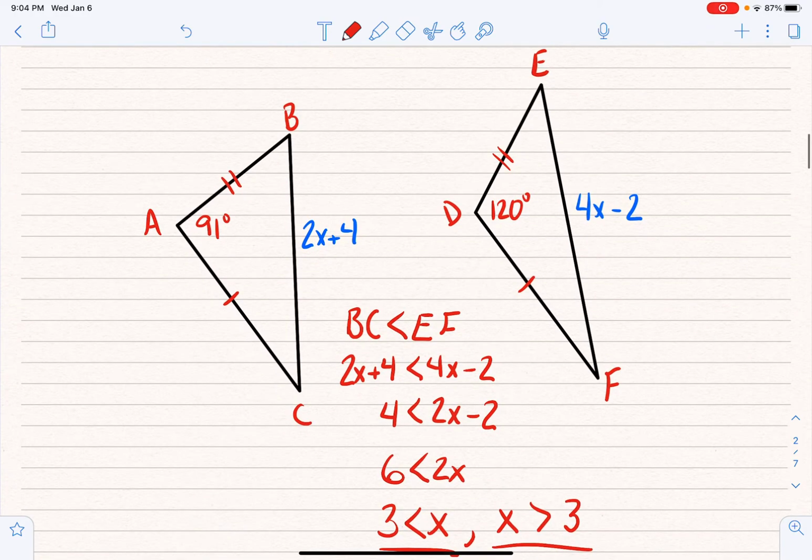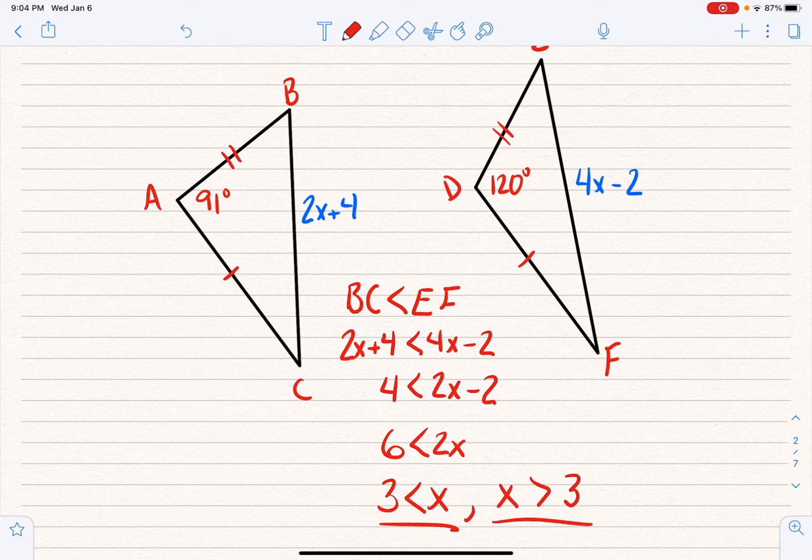So when you look at this situation, we don't know the exact value of x, but we know that x has to be bigger than 3 for this situation to be true. Now, that was a lot of algebra really fast, and I'm sorry if that hit you quickly, but what you can see clearly is that when we have two congruent sides, this side's congruent to this one and this side's congruent to this one, the third side will be biggest when the included angle is the biggest.